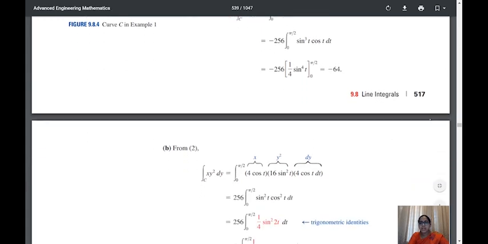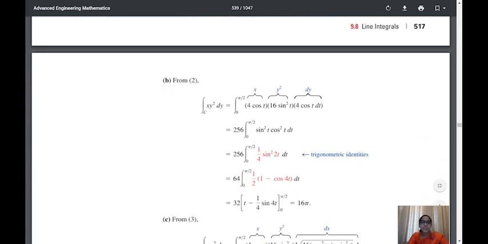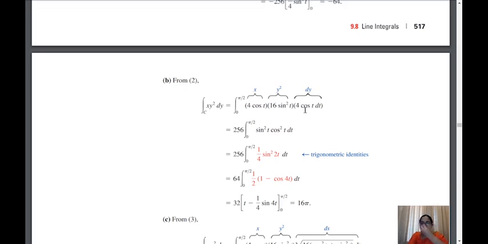Now what is the b part? That is we have to find the integral over C of x y square dy. So x is 4 cos t, y is 4 sin t, so y square will be 16 sin square t. Now if y is 4 sin t, what will be dy? dy will be 4 cos t into dt. So we get 4 cos t dt. So what will we have? We can see that this is again 256 integral 0 to pi by 2 sin square t cos square t dt. So how can we solve this?